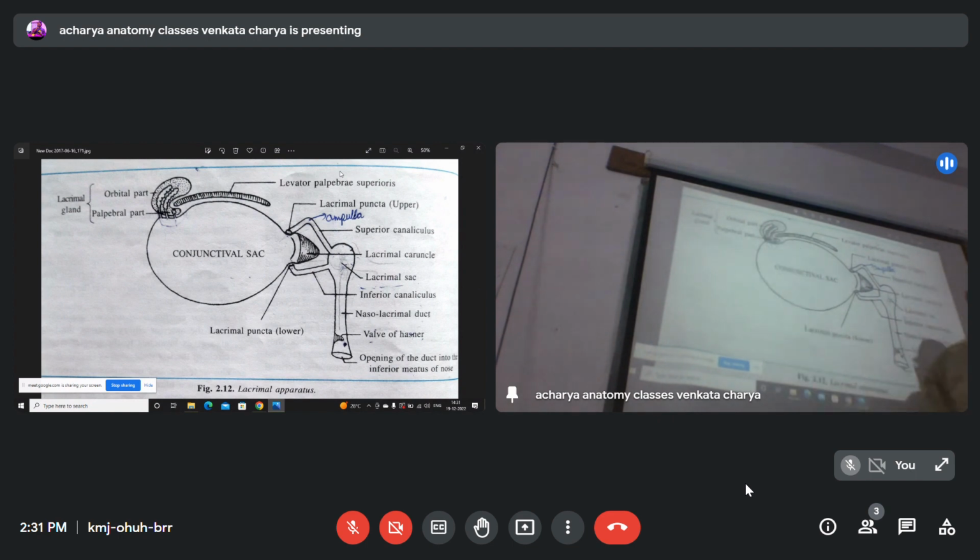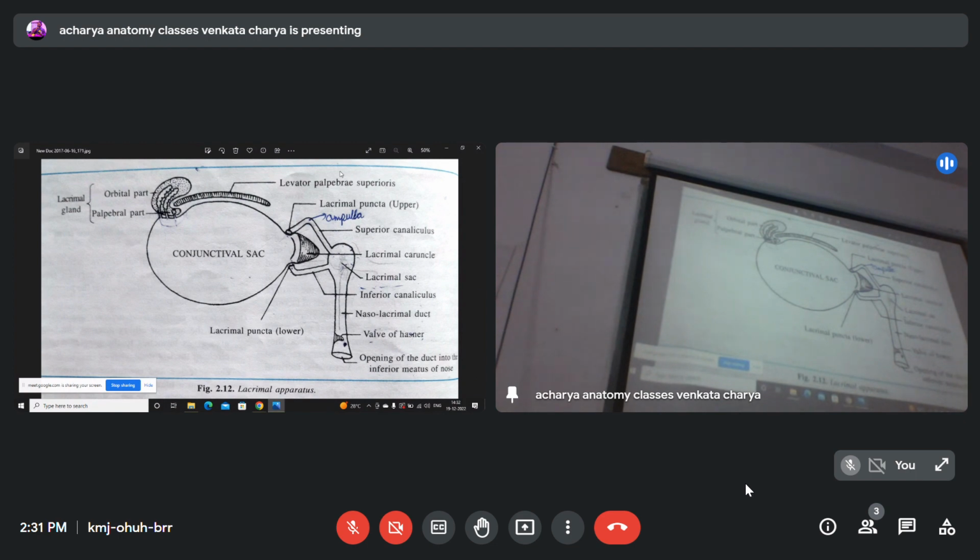Number one, the orbital part of the lacrimal gland, and number two, the palpebral part of the lacrimal gland. Are you getting? So the orbital part and the palpebral part.